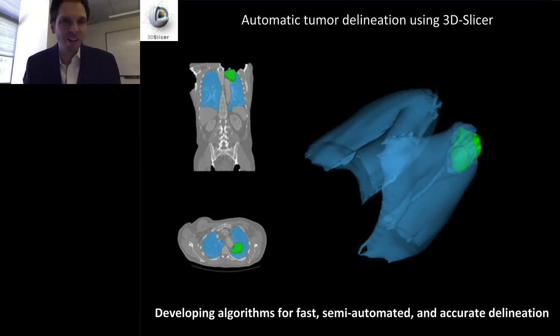3D Slicer is an open source imaging platform that's developed here at Brigham. There are several different algorithms for fast, semi-automated, and automated segmentation that are developed in there. What you can see here is a visual representation of a tumor that is in the upper lobe of the lung, and you can really see the 3-dimensional segmentation that we performed, and also the lung segmentation on the right.